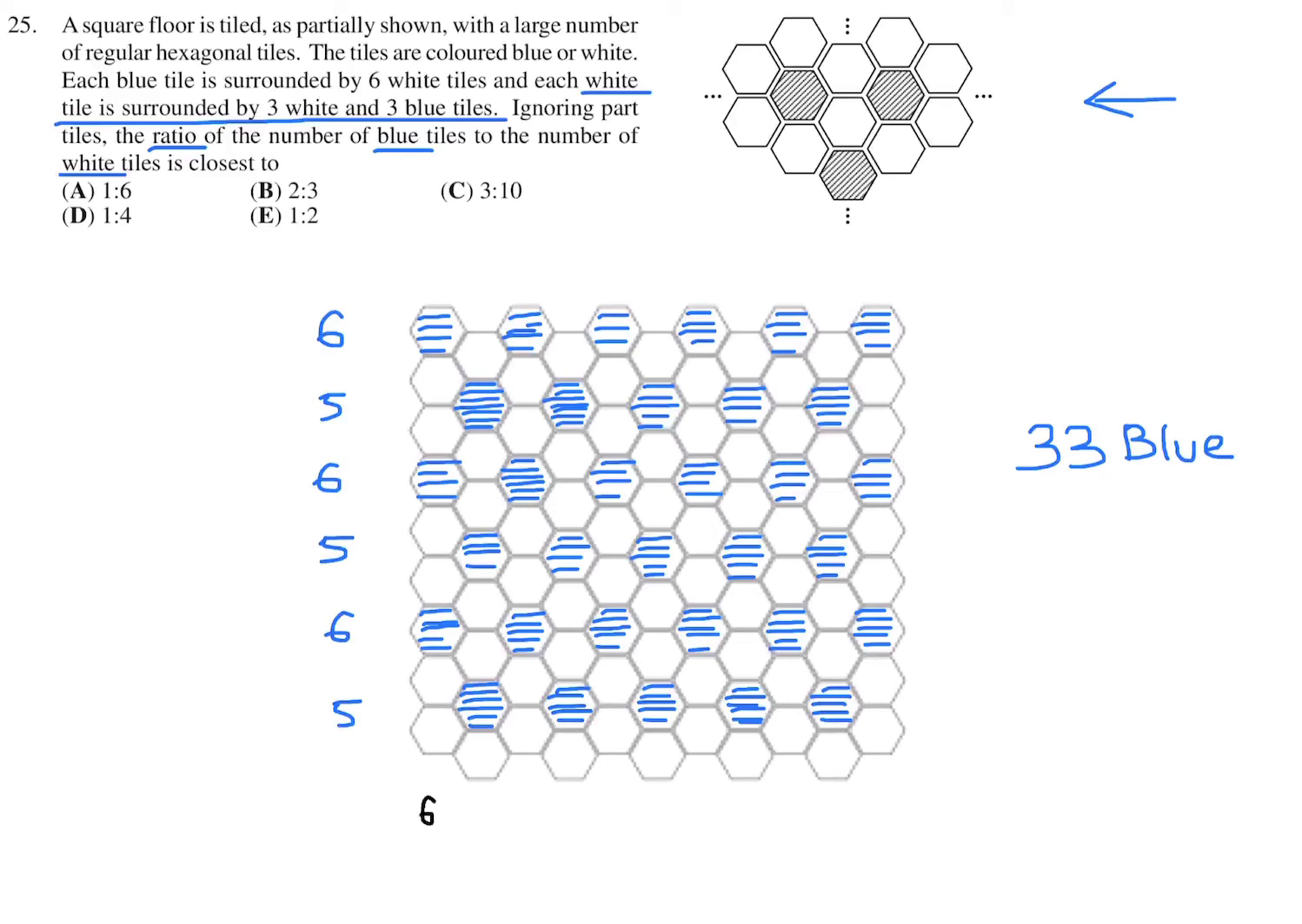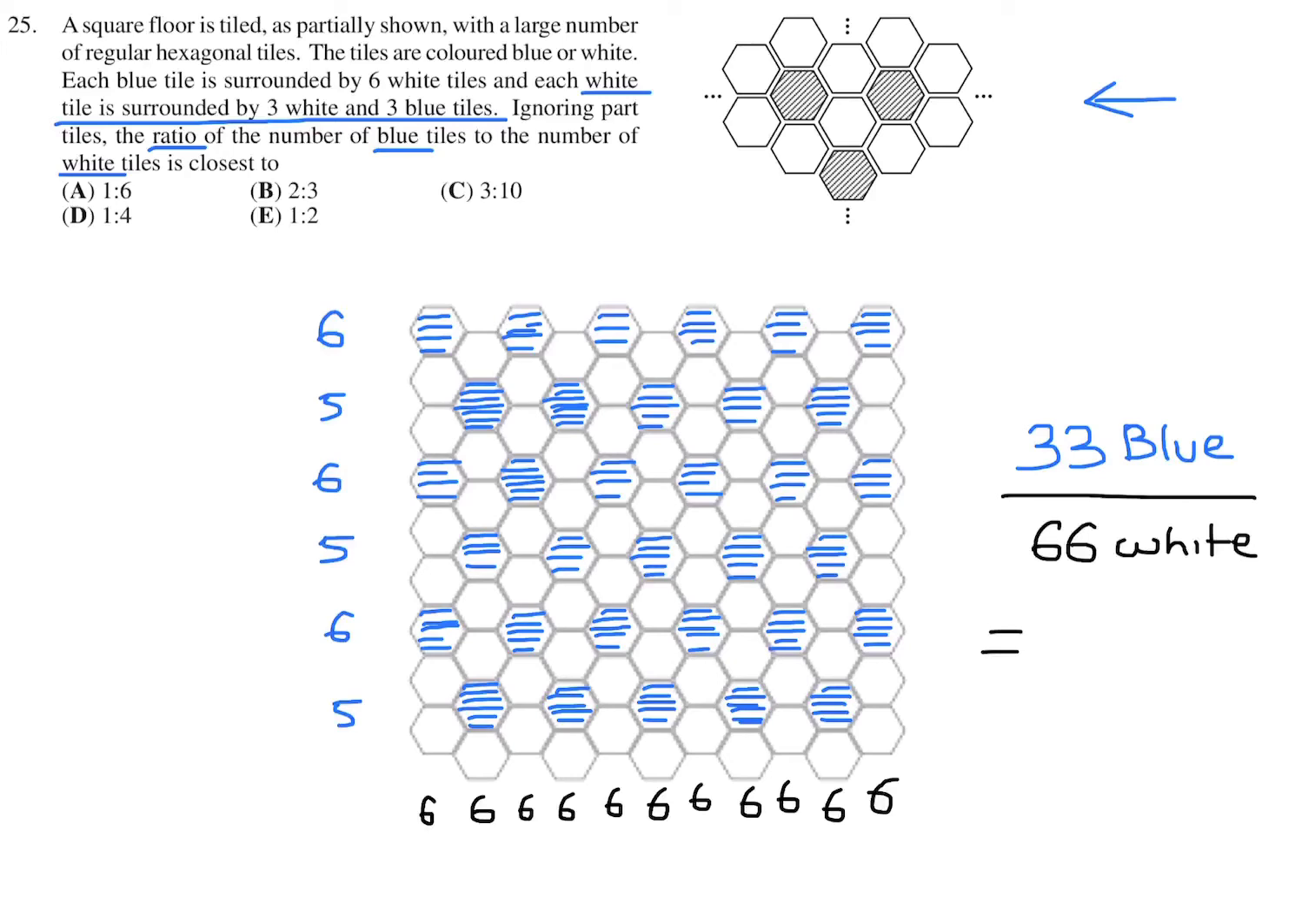This row looks like 6, 6, and they look like pretty much 6 in every single column here. So how many columns do we have in our diagram? 1, 2, 3, 4, 5, 6, 7, 8, 9, 10, 11. So 11 times 6, 66 white. So this is an approximate ratio between the blue and the white based on our diagram, and it should hold true for any square floor regardless of the dimension. And this gives us, if you reduce it, 1 over 2. And therefore the answer to number 25 is E.